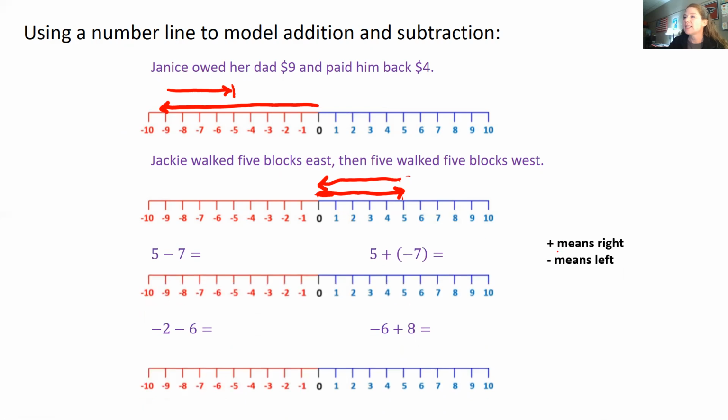So if you see a plus or a positive amount on a number line, that means go in the direction, go to the right. If you see a minus, that means go to the left on a number line. So the positive 5 means I start out at positive 5. That is a positive number, even though I don't see a plus sign, I know it's a positive number. So I'm going to go to the right 5. And then from there, I'm going to go left 7.